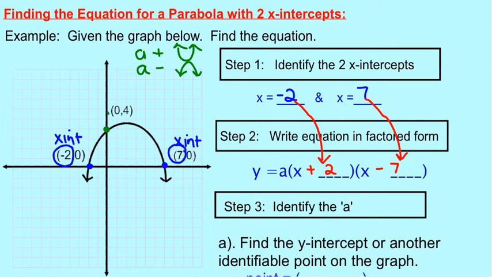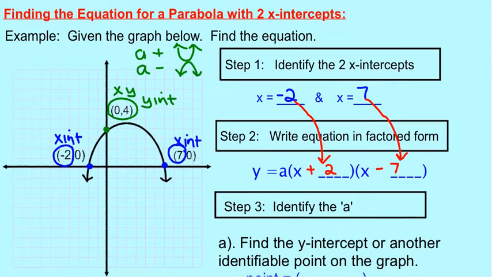So what we're going to do is find the other identifiable point, which we give you here as 0, 4. This also represents the y-intercept, it just happens to be the y-intercept. It could be any point on the graph. I just chose nice numbers for you here. So this is your y-intercept, or another point on the graph. So I'm going to call that x and y.